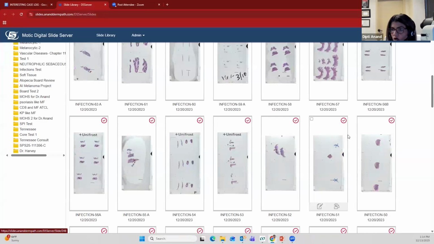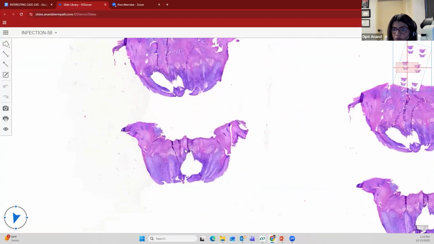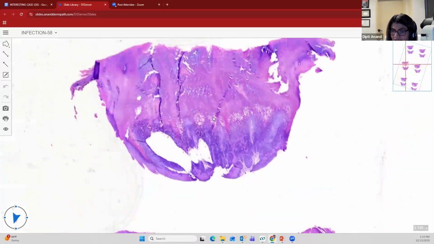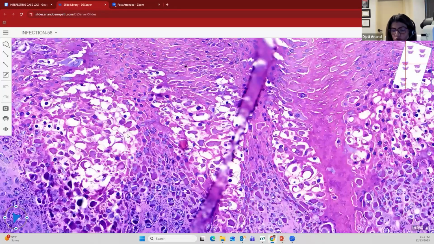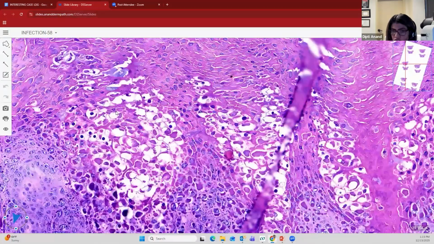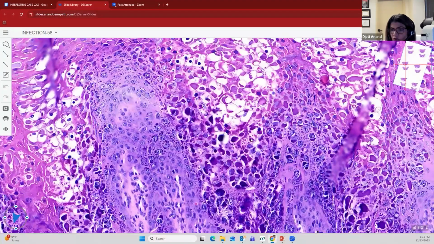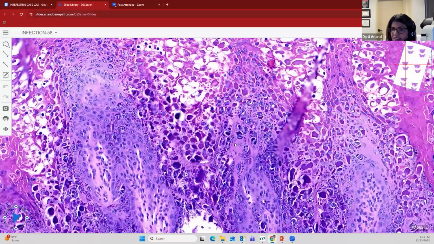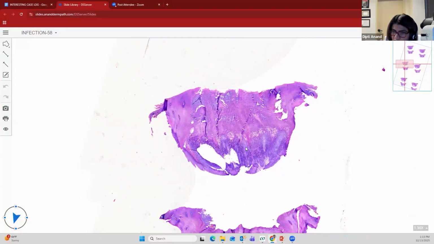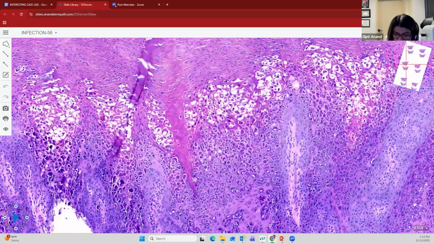The palmoplantar wart is your myrmecial wart, which is HPV 1 and 2. Instead of producing those blue granules, it will produce the pink infected granules. So you can see these. It also has the hypergranulosis, but they look more pink as compared to blue. And it is more of an endophytic wart instead of exophytic. So that's your myrmecial, your palmoplantar verruca.